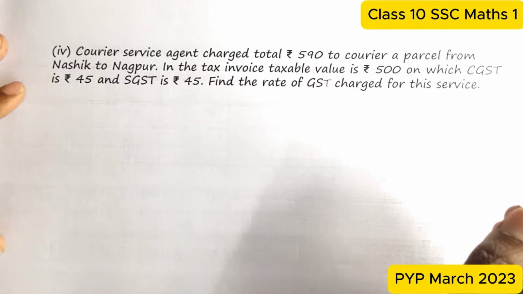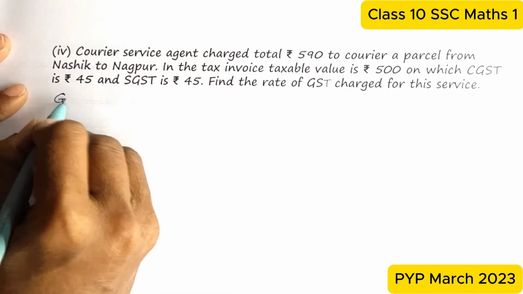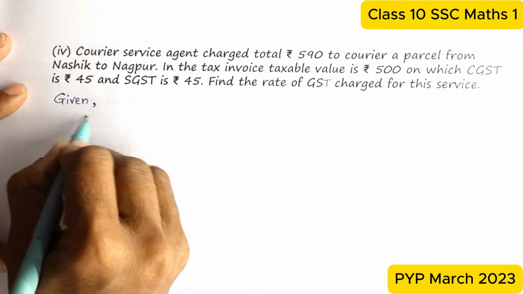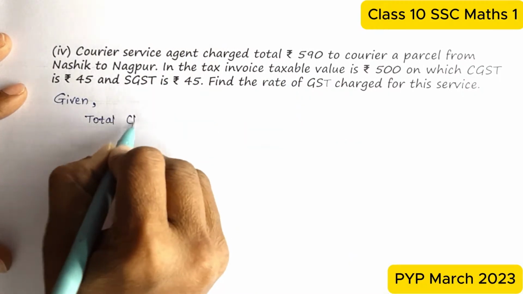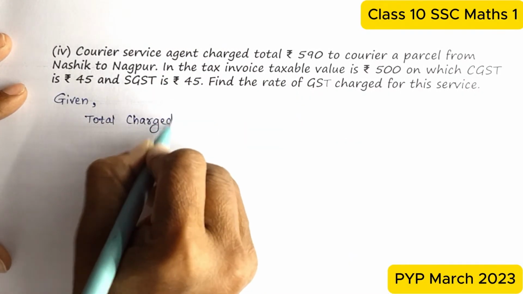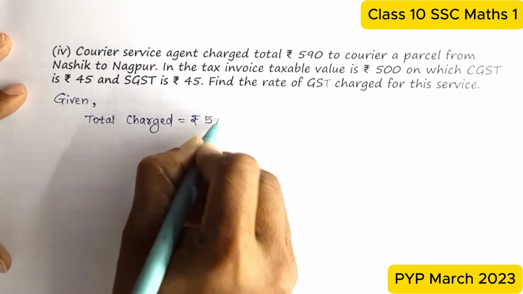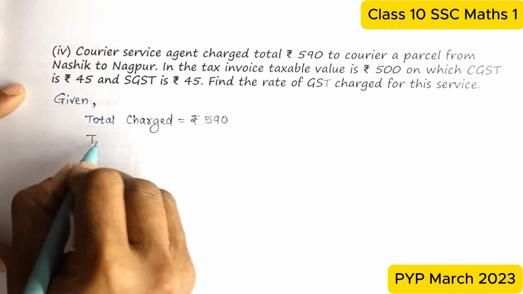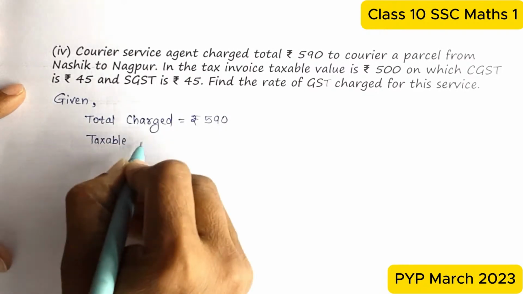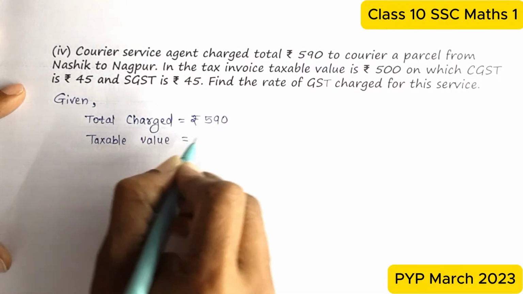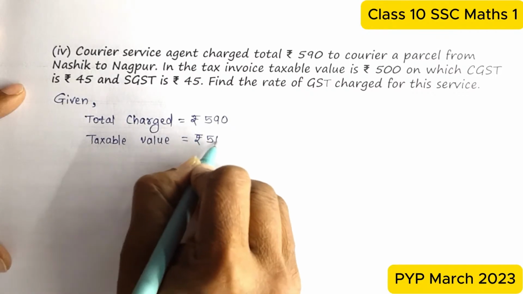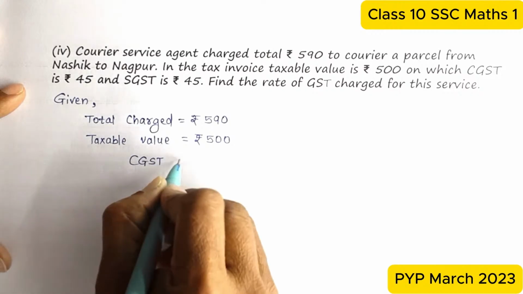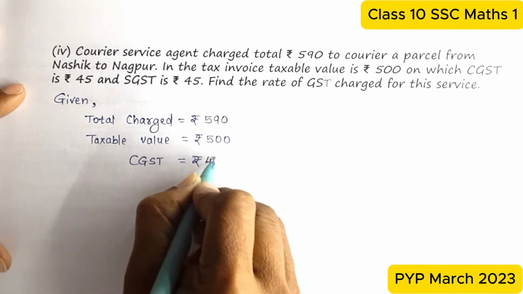Yes students. So now here students, first we write the given. So here given is that the total charge is equal to rupees 590. Then here I write taxable value is equal to rupees 500. Then CGST is equal to rupees 45.